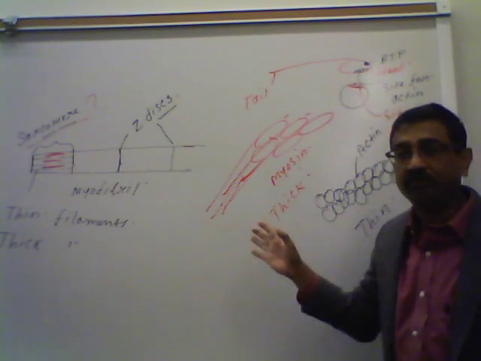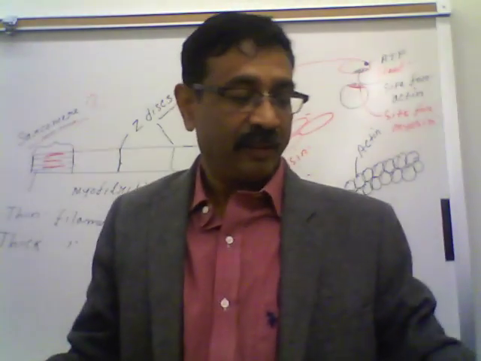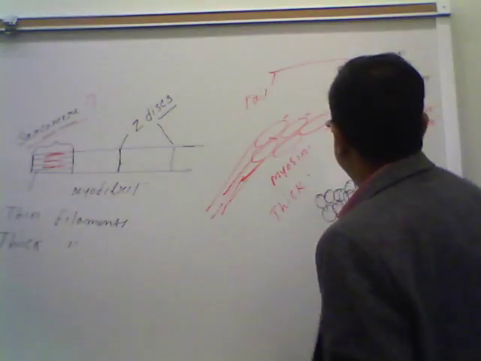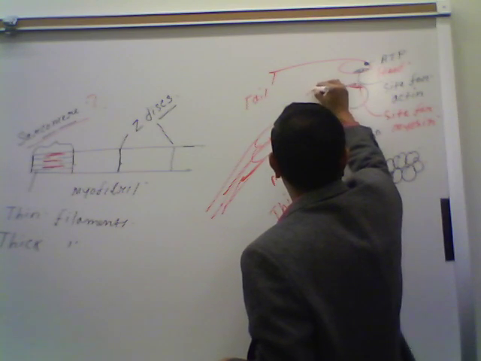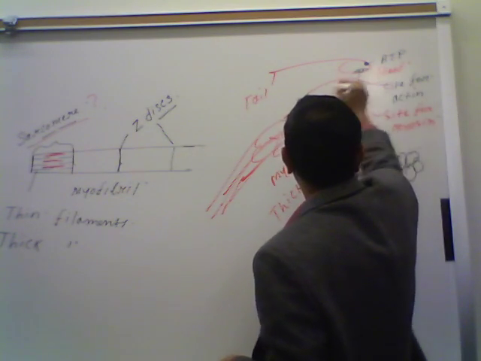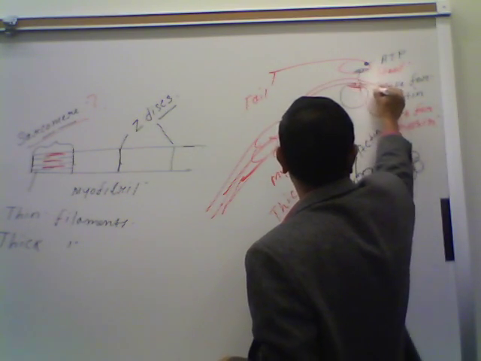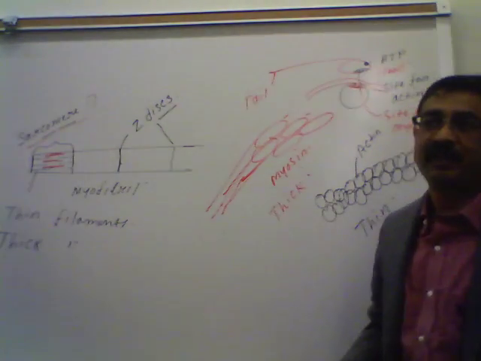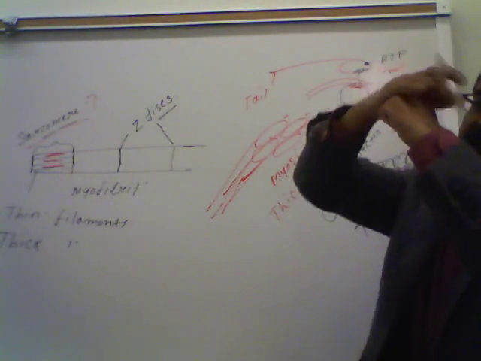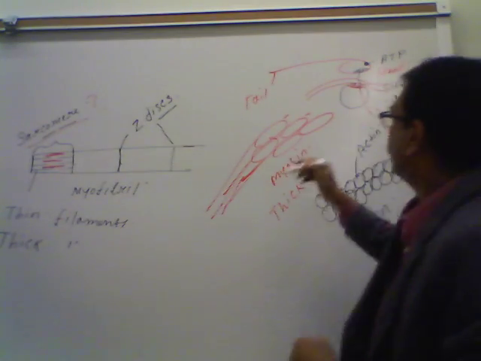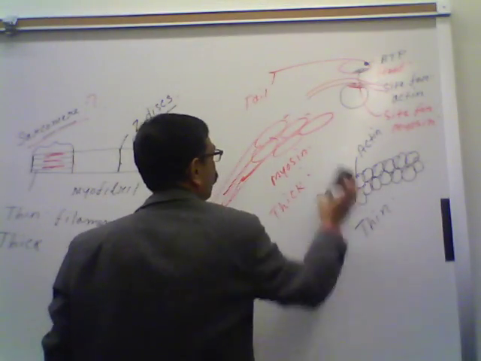But there is a problem. In relaxed condition, the binding site on actin is covered by a rope-like protein structure. That rope-like structure that covers the binding site on actin is called tropomyosin.